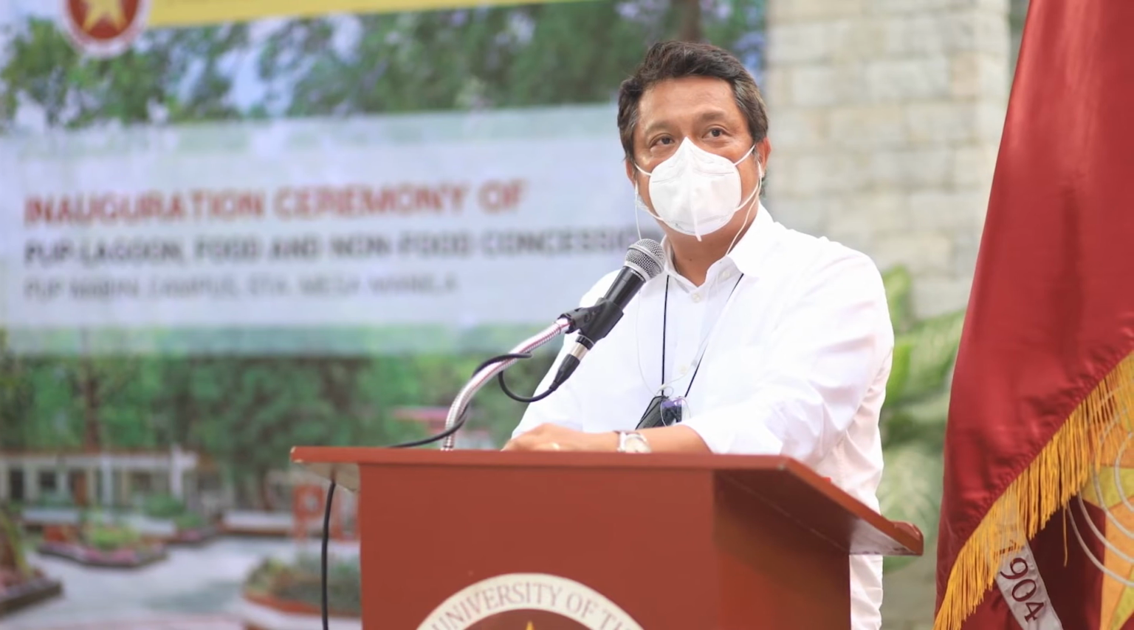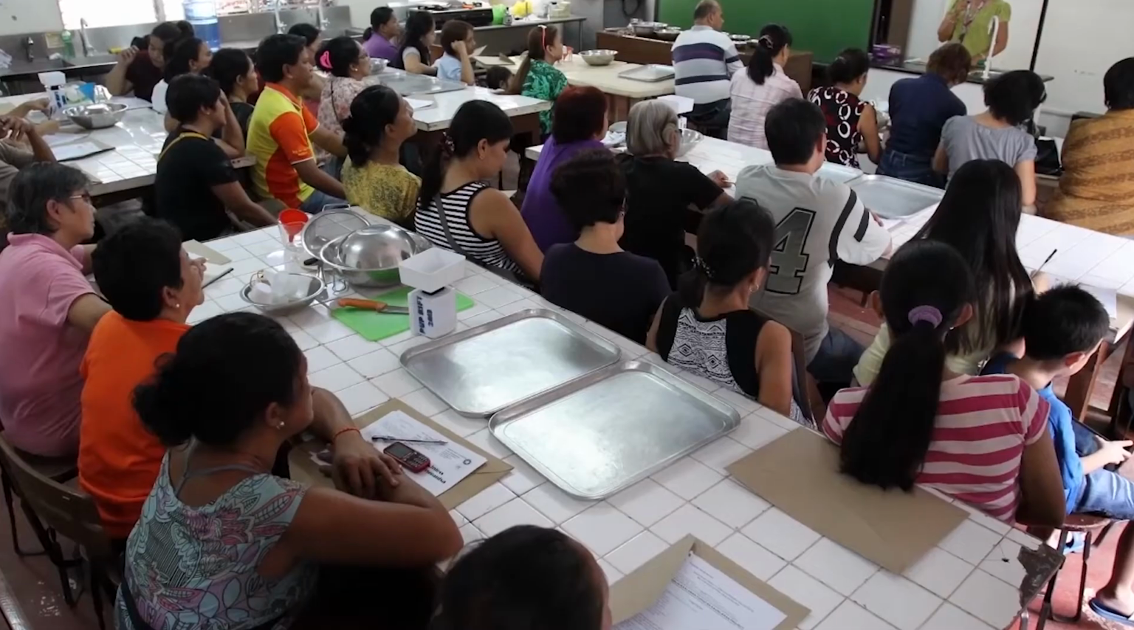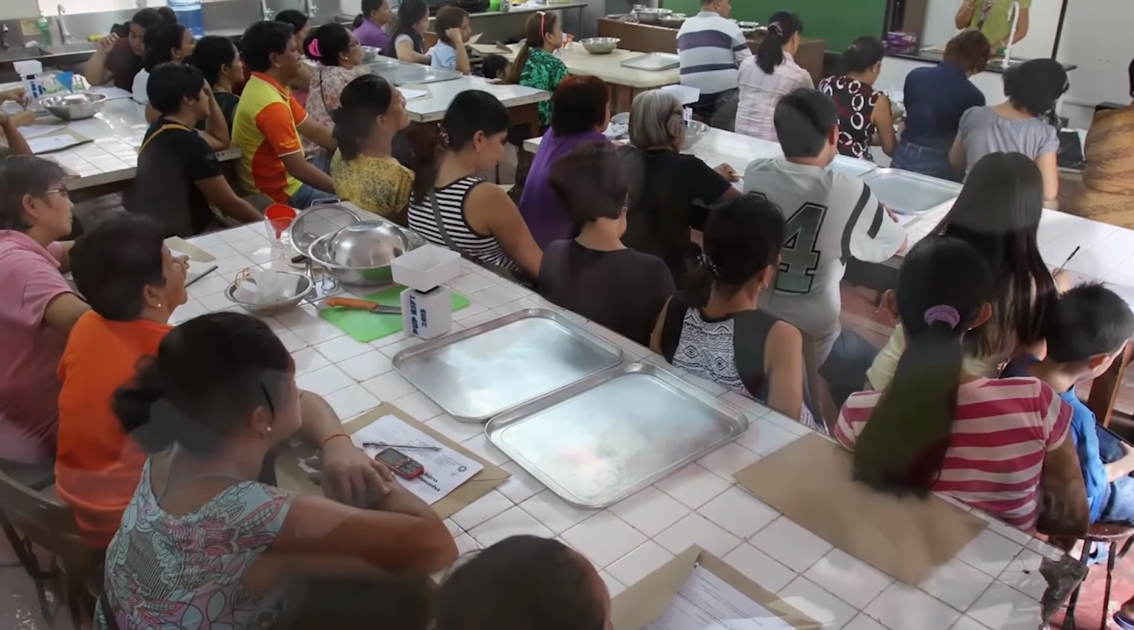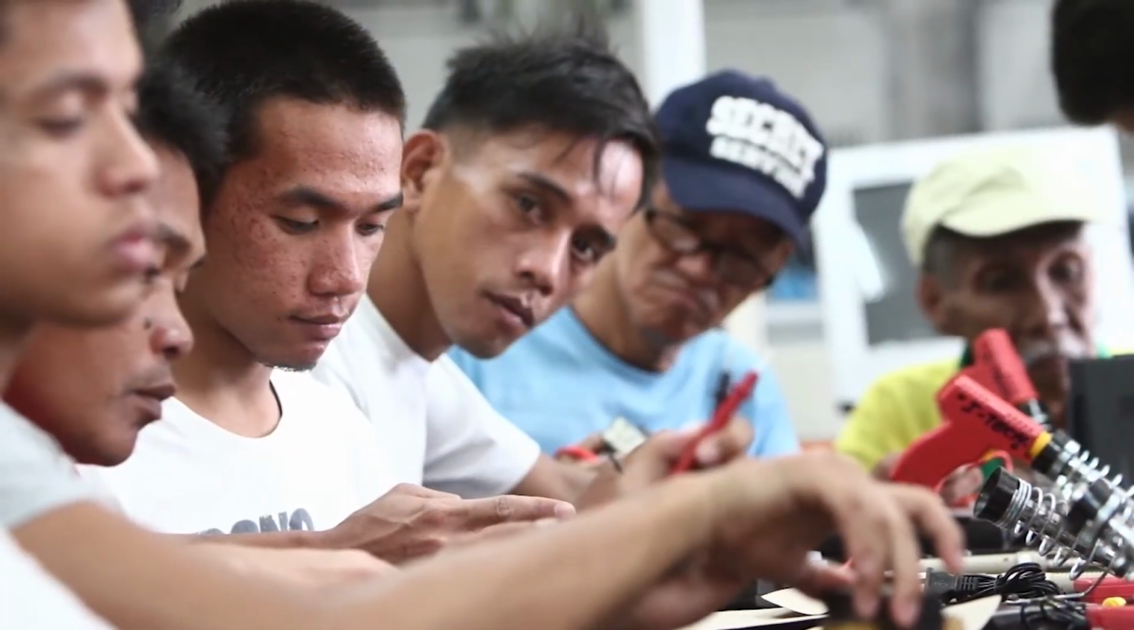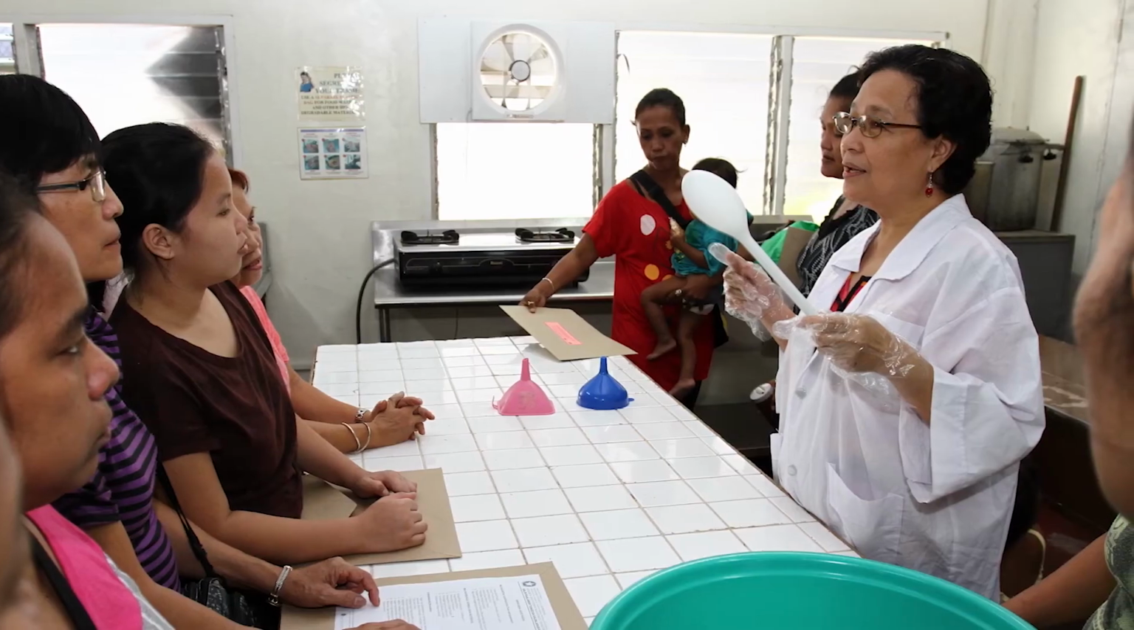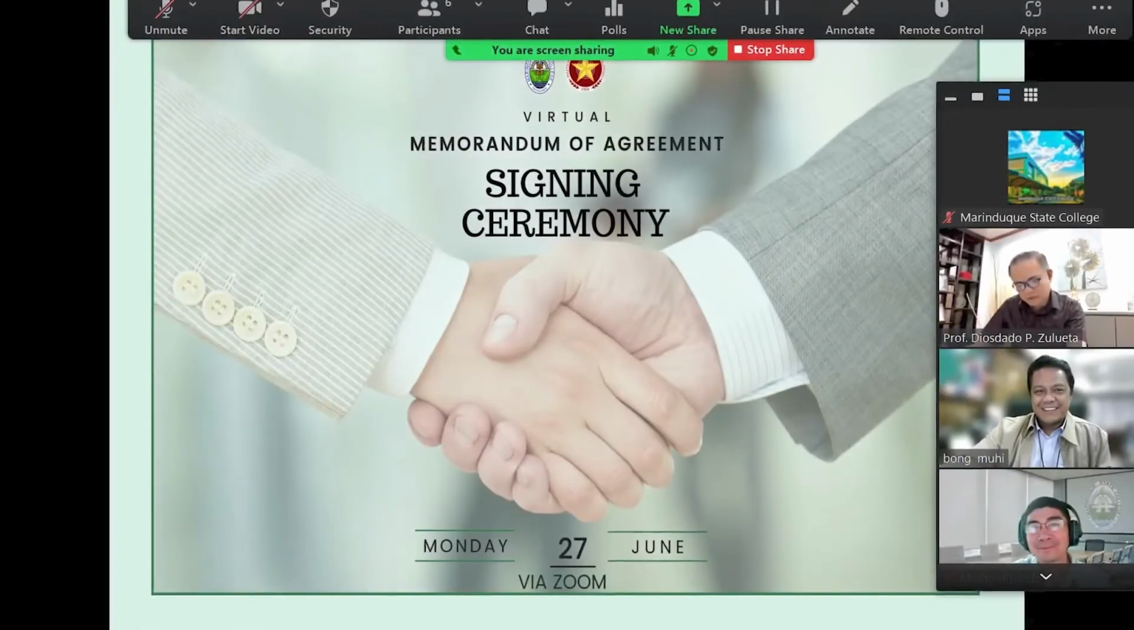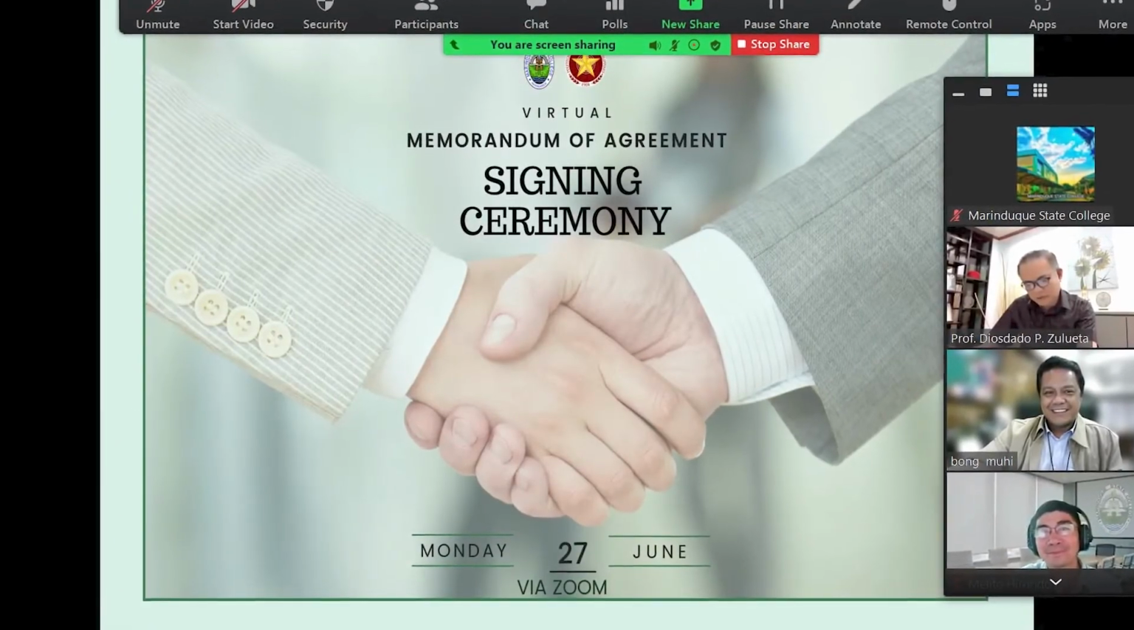The university is proud of its accomplishments in the field of extension management. However, the responsibility to help people and communities must not end. Thus, as early as now, many projects, partnerships, and programs are lined up by the university for the coming years.